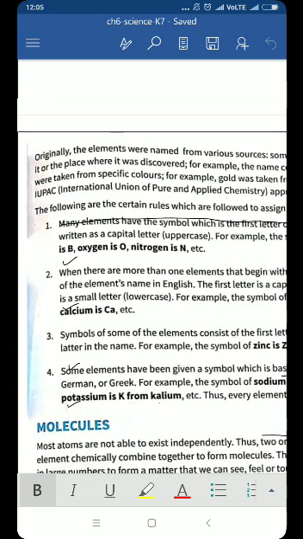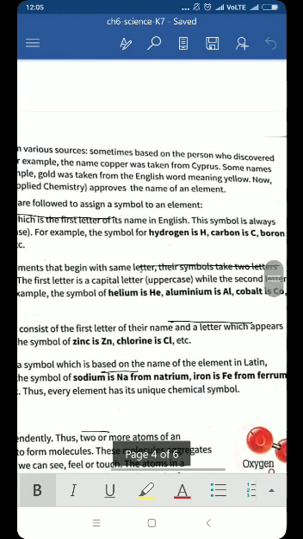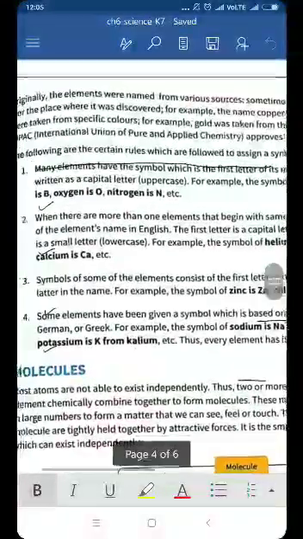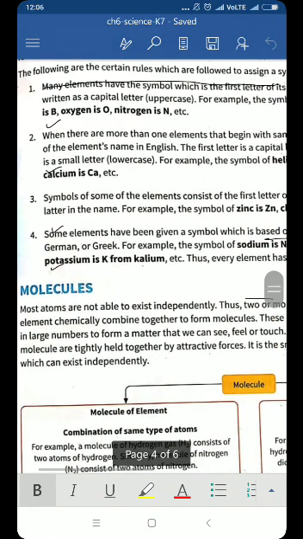The first rule states that the symbol is the first letter of the element's name. For example, for hydrogen, it is capital H. For carbon, it is capital C, and so on. The second rule states that when there is more than one element with the same first letter, then we use the first letter capital and the second letter small. For example, aluminium, capital A and small l. The third rule states that in some cases we use the first letter and another letter which appears in the name. Example, zinc. This is how we can name the elements based on these rules.